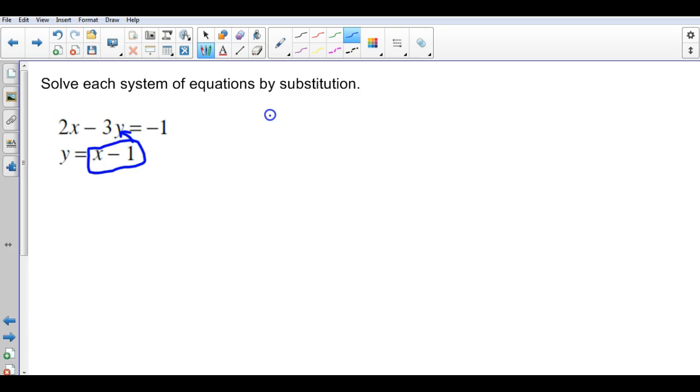So what I'm going to do is rewrite my top equation. 2x minus 3y. But instead of y, I'm going to substitute what y was equal to, which is x minus 1. And I'm going to set it equal to negative 1. So notice that I took these two equations and I had two variables, x and y. And I kind of found a way to condense it by using substitution. So now I only have one variable, which is x, and you are able to solve this.